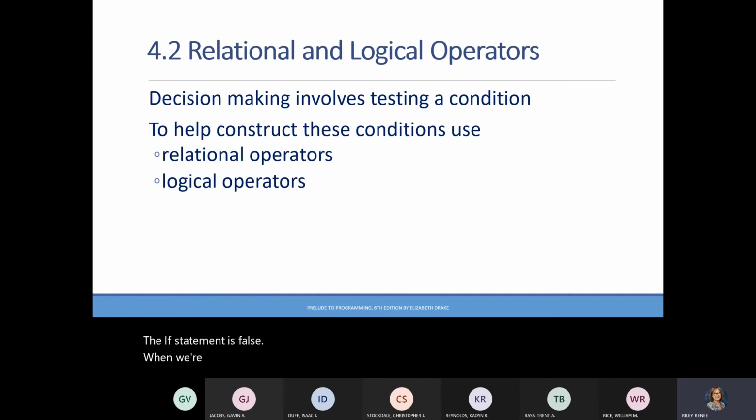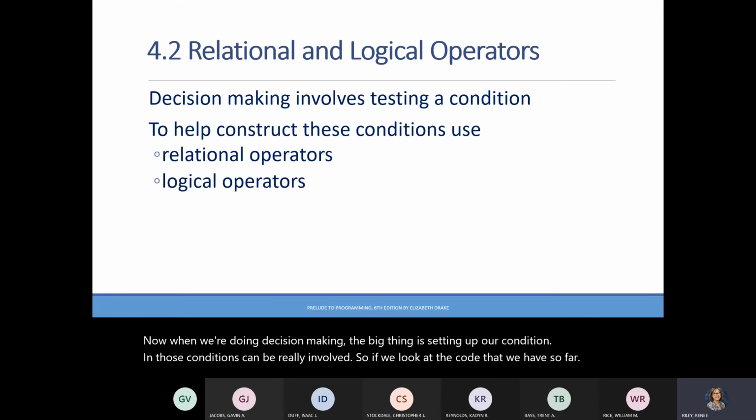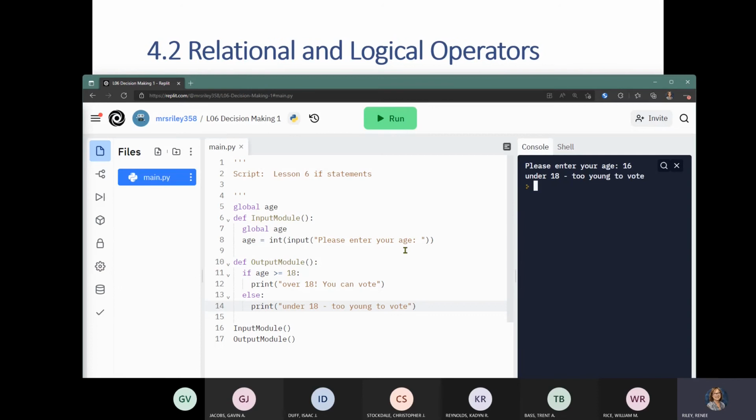Now, when we're doing decision making, the big thing is setting up our condition, and those conditions can be really involved. So if we look at the code that we have so far, we didn't have a really involved condition, did we? You wouldn't believe how many people can't remember whether the greater than or the less than symbol, which direction they point. So if that's something that you have trouble with, that's okay. Remember, the big side points to the bigger side of the if statement. So this is age greater than or equal to, meaning the bigger side is to the left. So by adding the equal sign, I'm kind of saying if it's greater than 18 or equal to 18, getting both of those conditions covered.